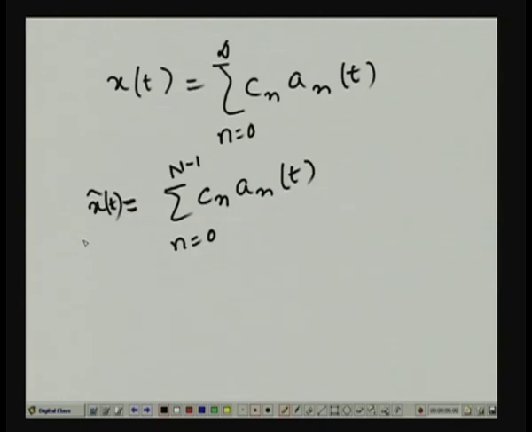So, obviously, we are going for an approximate representation of x(t), not a complete expansion, not the exact representation of x(t). So, this is the case that we have for continuous signals x(t). But in our case, we are not dealing with continuous signals, but we are dealing with discrete signals.